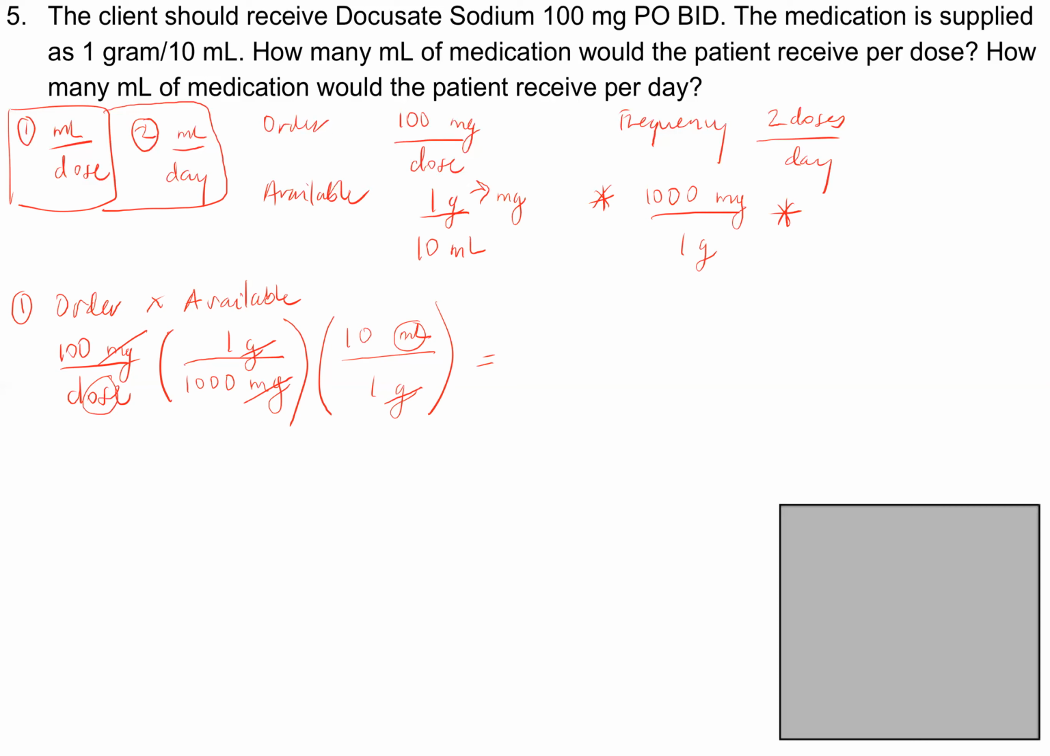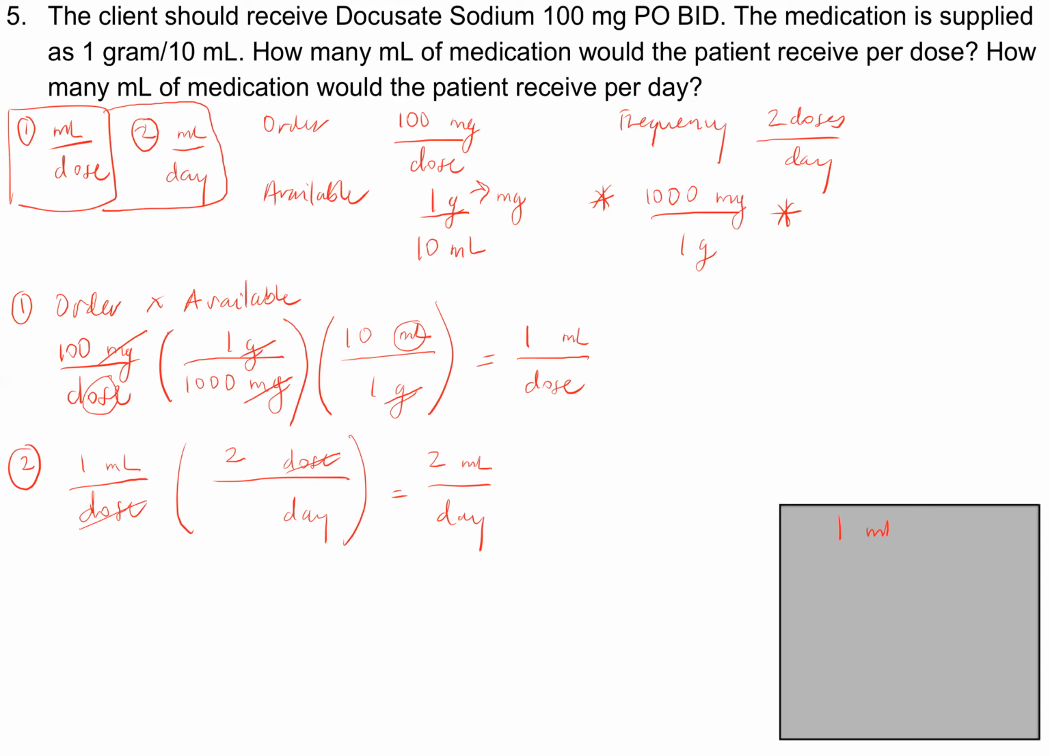So 100 times 10 is 1,000, divided by 1,000 is 1 ml per dose for the first part of the question. The second half is going to be 1 ml per dose. There are 2 doses per day, so make sure your dose units cancel. Days on the bottom, fill in your numbers, and you get 2 mLs per day. In the shaded box, the first part is 1 ml per dose. Second part is 2 mLs per day.